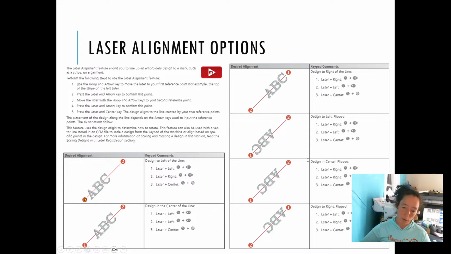So you basically move to the first point, click laser left. You move wherever your second point is, and you do laser right. And then immediately after that, and it's got to be somewhat quick, you do laser bullseye. It is timed. It eventually will time out. I don't know what that is, but don't take forever, right? Laser bullseye, it'll rotate the design and left justify it in this case.